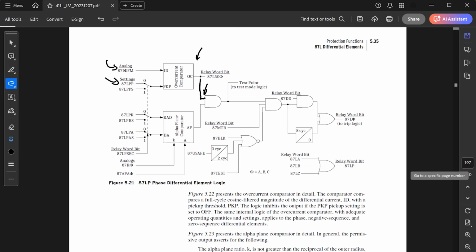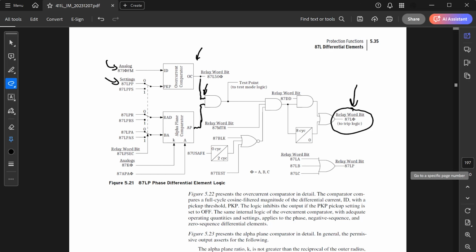Now, the other condition that we have to meet is this bottom part of the AND gate, which is essentially saying, is the K phasor that we calculated, basically the ratio between the local current and the remote current, in the operate region of the alpha plane? So two things have to be true for the relay to declare a trip, which ultimately comes from this relay word bit over here. We have to have enough differential current, and the K phasor, the ratio between the local and the remote current, has to be in the operate region of the alpha plane. And then of course we can use this relay word bit in our trip equation to declare a trip.